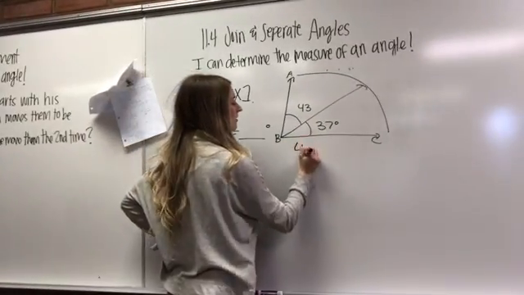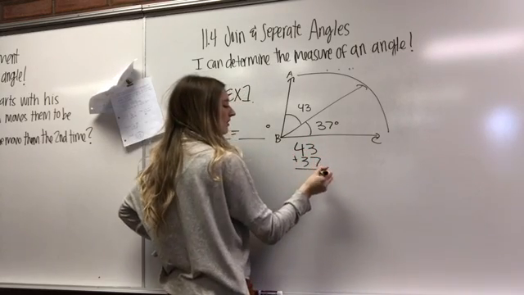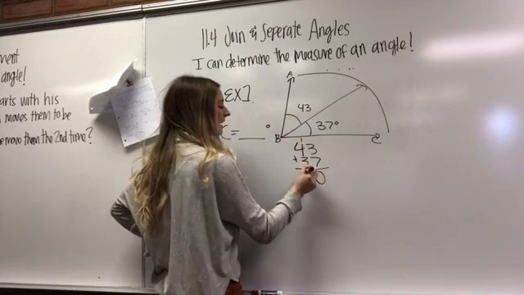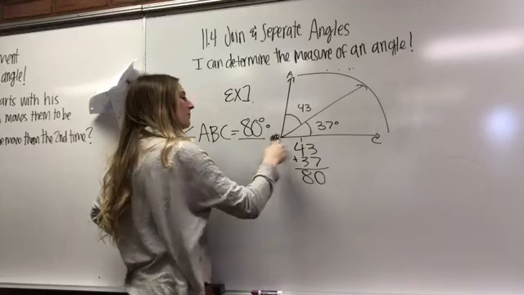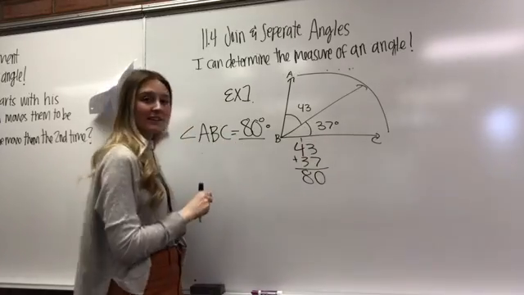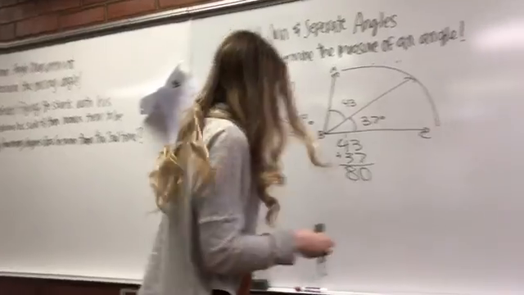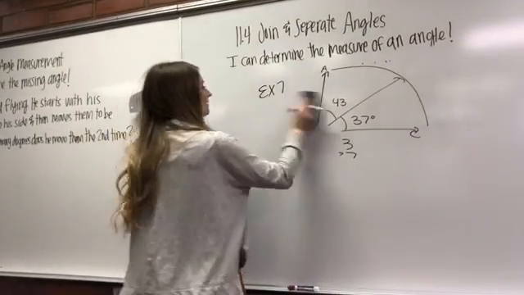So we do 43 plus 37. 7 plus 3 is 10, carry the 1. 3 plus 4 is 7, plus 1 is 8. So in total, angle ABC is equal to 80 degrees. Awesome, right? So far we're just adding. Sometimes it's more than 2 angles. Let's look at one that's 3 angles.